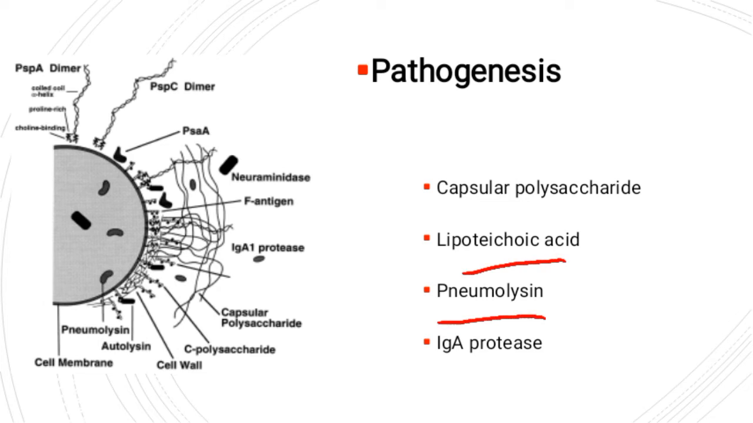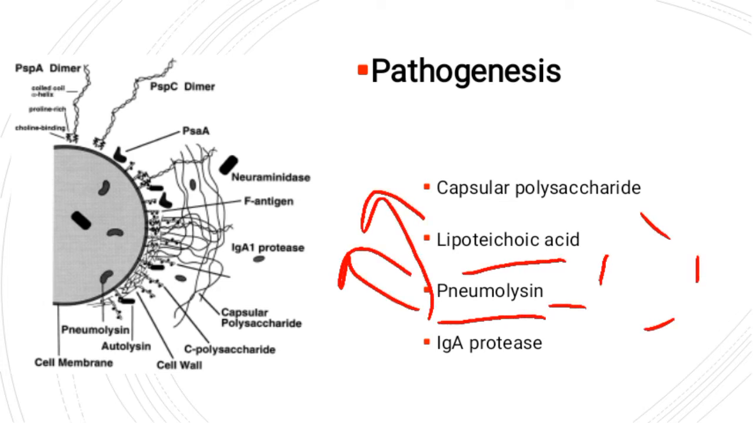Strep pneumonia also contains pneumolysin. As we have discussed, it causes alpha hemolysis, but how does it have a pathogenic role? This pneumolysin actually causes pores in the cell membrane of human cells. It also helps the bacteria in colonization, and it also helps the bacteria in evading the immune system. Oh, really? Now the very important IgA protease.